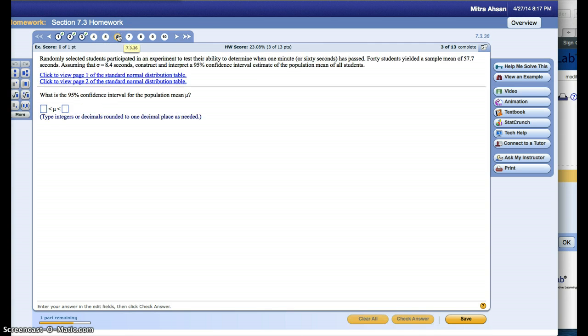I'm going to move on to number 6. Number 6, if you notice in here, sigma is given to us this time instead of s. So it says randomly selected students participated in an experiment to test their ability to determine when 1 minute or 60 seconds has passed. 40 students yielded a sample mean of 57.7.